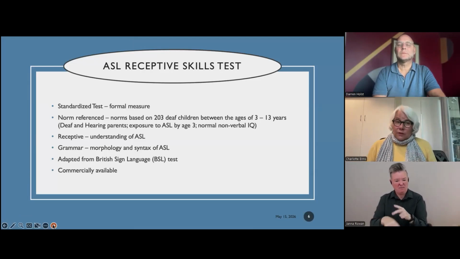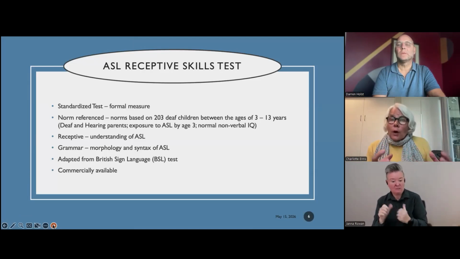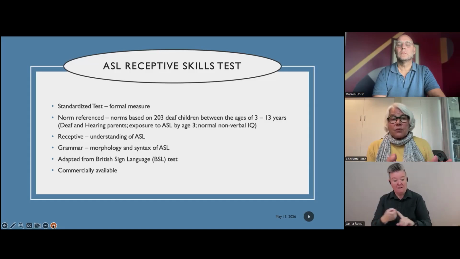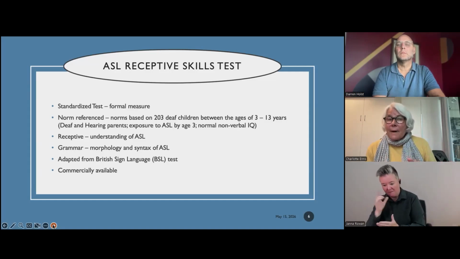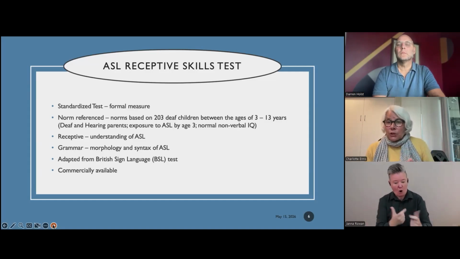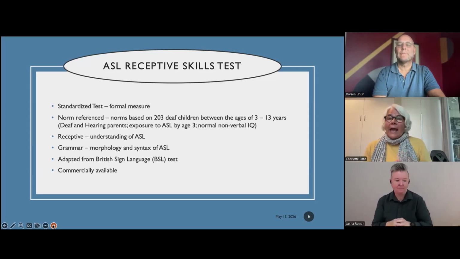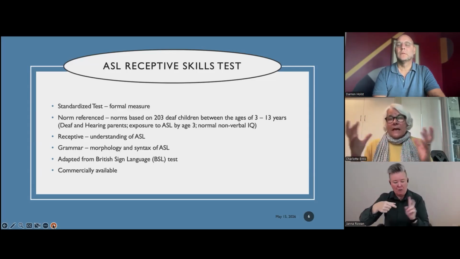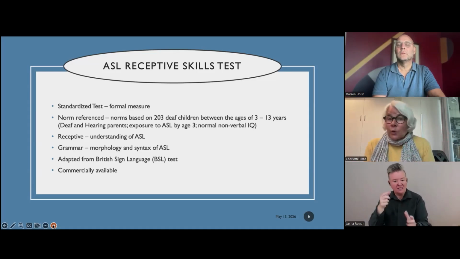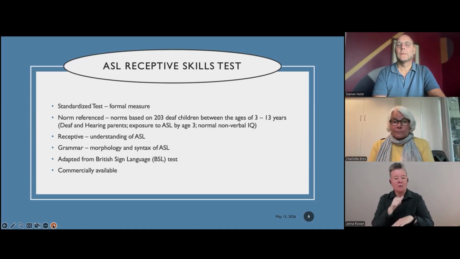It is norm referenced, which means that it's based on norms from a group of children that we tested. In this case, there were 203 children between the ages of 3 to 13. They had a mixture of deaf and hearing parents, but they all had early exposure to ASL by the age of 3 years. And they all had normal nonverbal IQ, so their intelligence or their cognitive skills were in the average range.